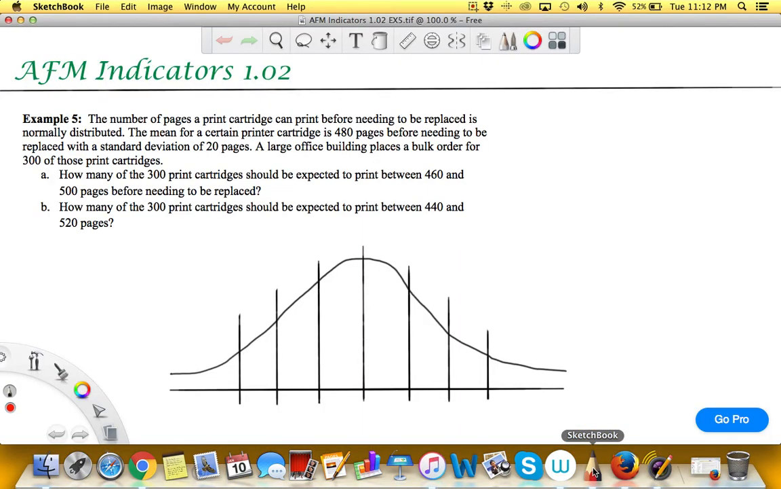AFM Indicators Standard 1.02. We're working with the normal distribution this time. This is one of my personal favorite topics to teach. Let's get right into it.